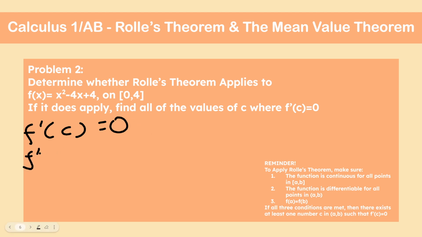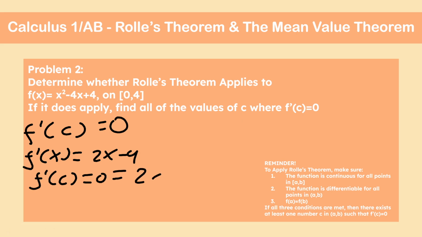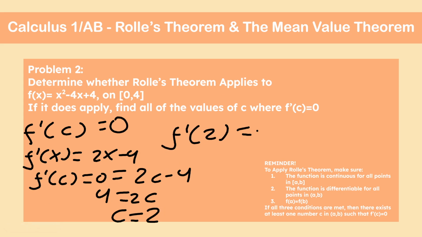So we're going to differentiate f of x, so we have 2x minus 4, and we're going to find f prime of c is equal to 0 is equal to 2c minus 4. 4 is equal to 2c. We get that c is equal to 2. So f prime of 2 is equal to 0.